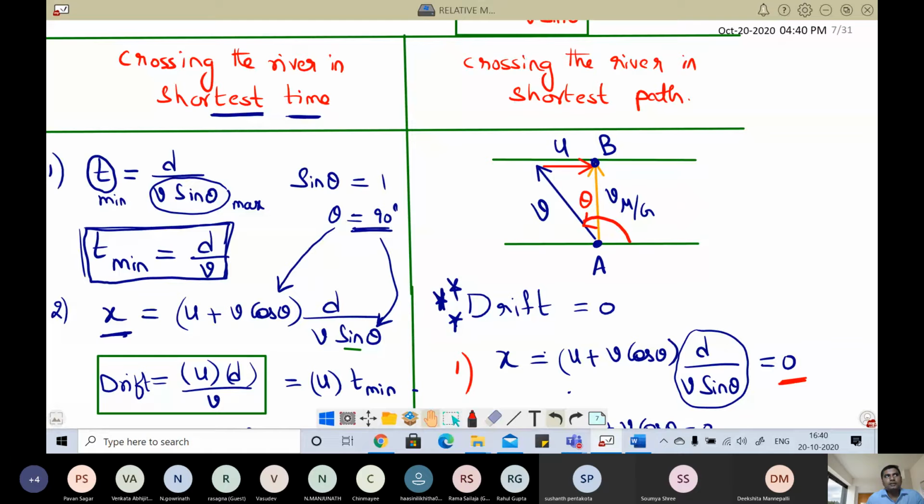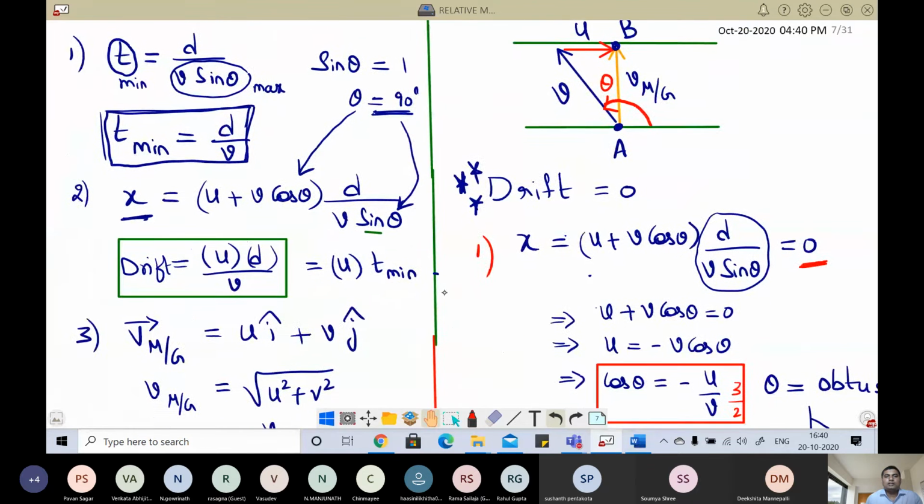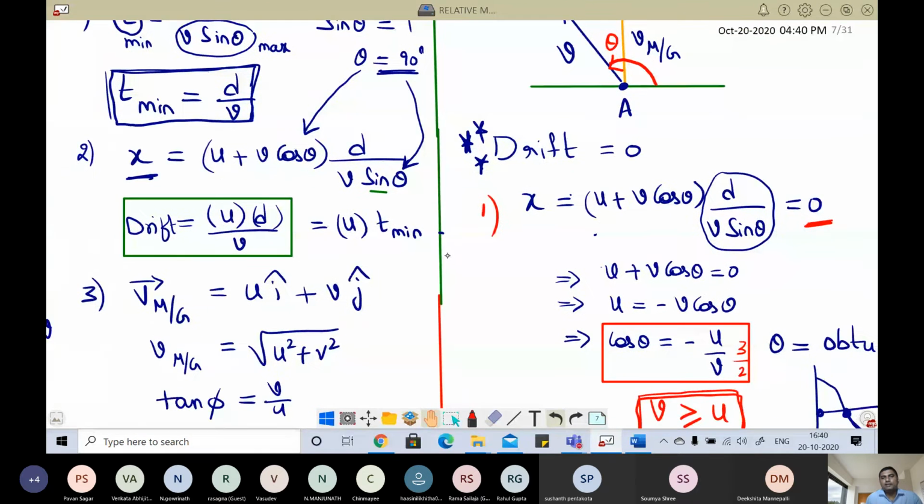Minimum time is equal to width of the river by man's effort. Drift is equal to minimum time into river velocity. And then man's velocity is equal to under root U square plus V square. This you can get from the diagram.